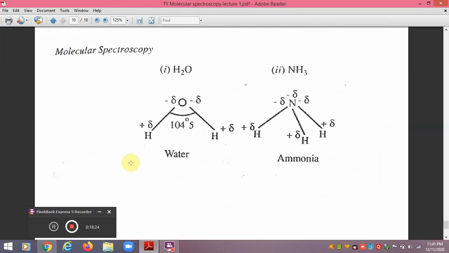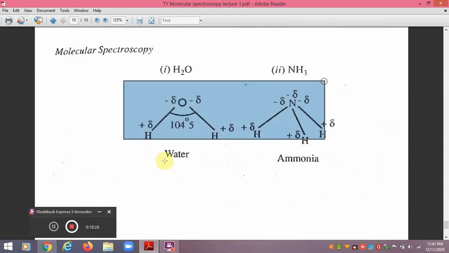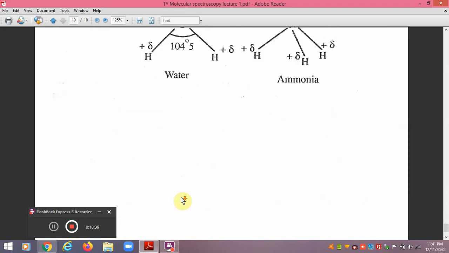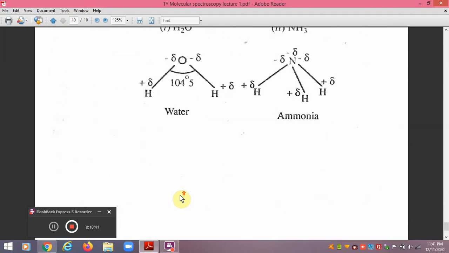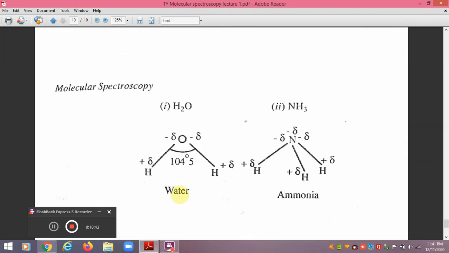Here is an example of an unsymmetrical molecule, in which the moment of one bond does not cancel the bond moments of the other bonds, and that's why these molecules have some value of dipole moment because of their asymmetrical structure. So this is very simple regarding the relationship between dipole moment and the structure of molecules. We are able to predict the structure of the molecule based upon the dipole moments.